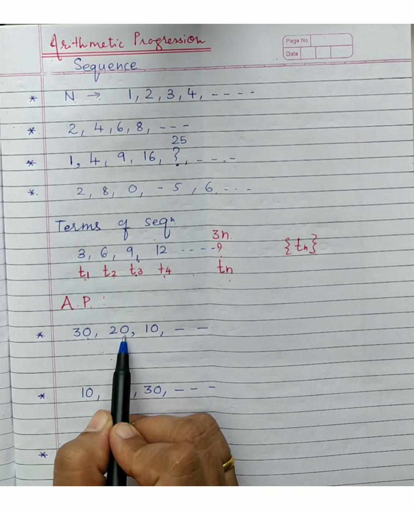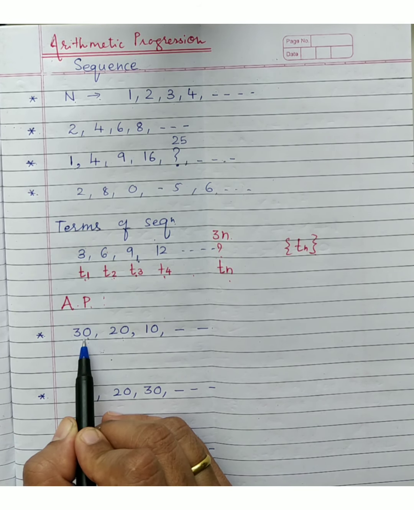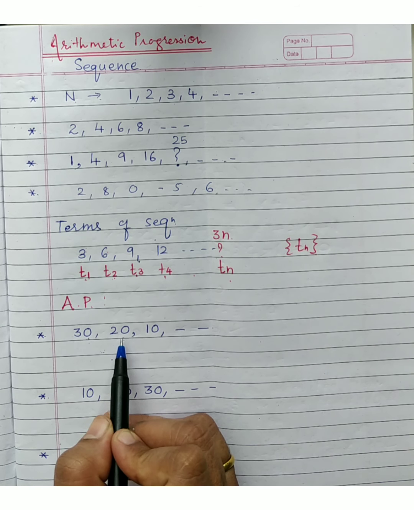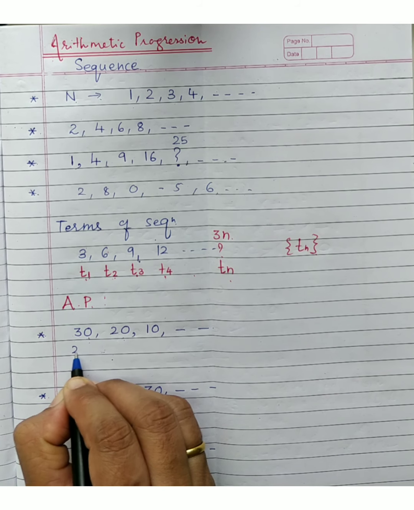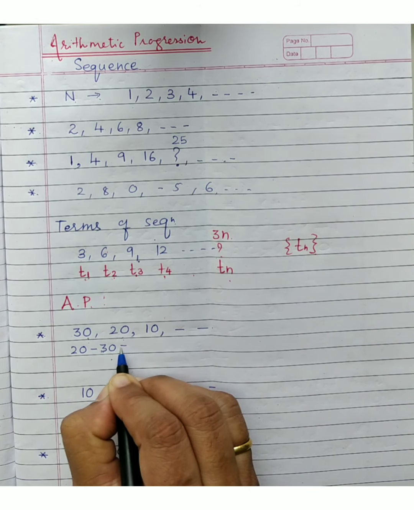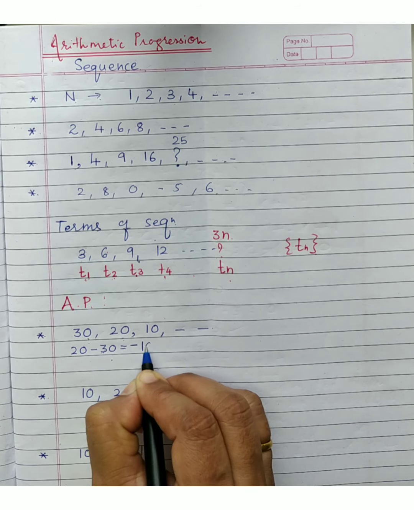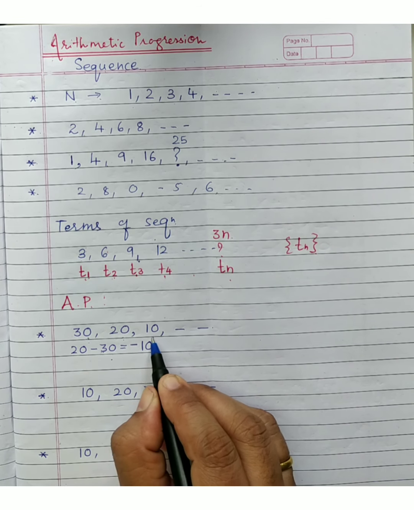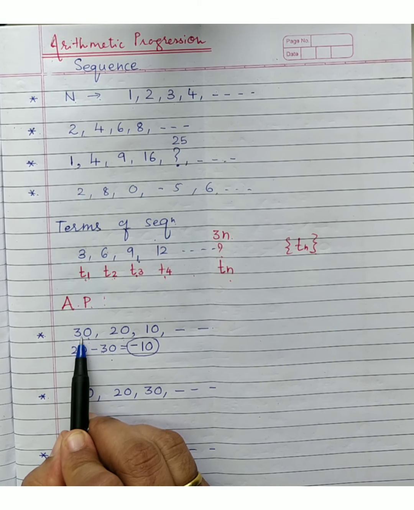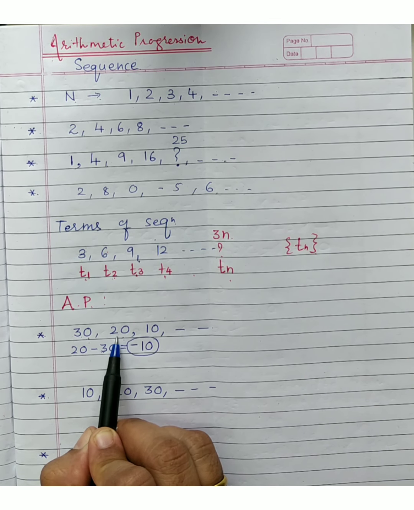You are listening, correct? What I am saying is correct. What should I add to 30 so that I get 20? How would I get that number? I would get that number as 20 minus 30. What is the answer? Minus 10. So minus 10 is the number which, when added to 30, gives the answer 20.